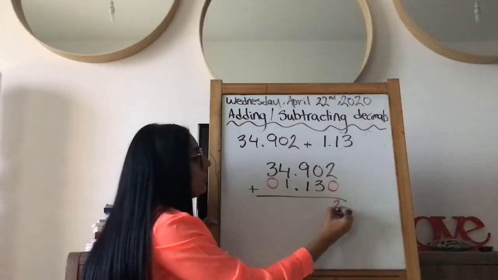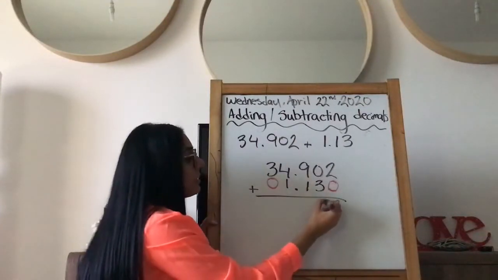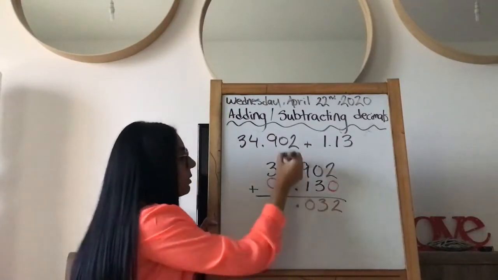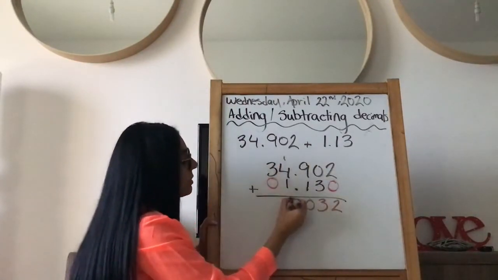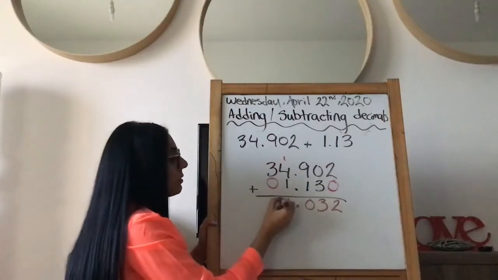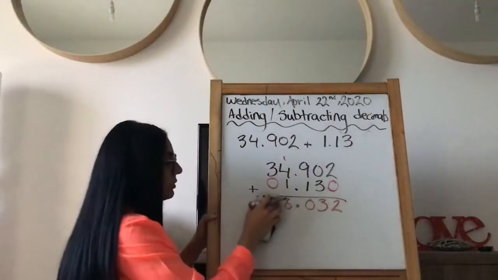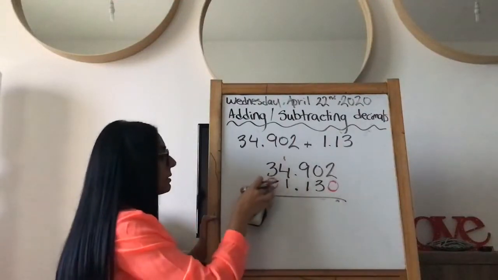2 plus 0 is 2. 0 plus 3 is 3. 9 plus 1 is 10. And again, my decimal's always there. 4 plus 1 plus 1, 6. 3 plus 0 is 3. Okay? Now, let me just do subtraction first before I give you my tips.